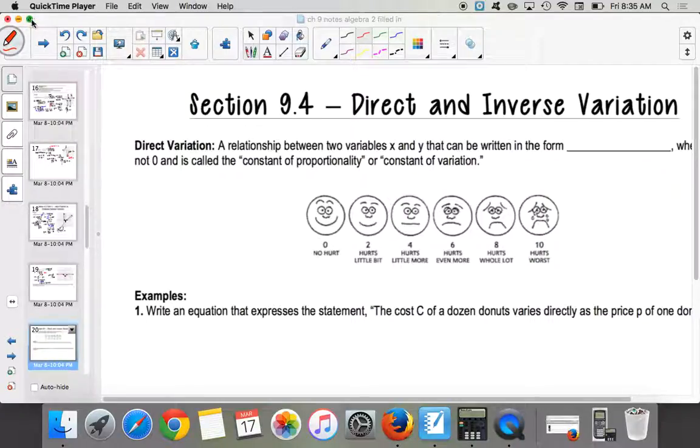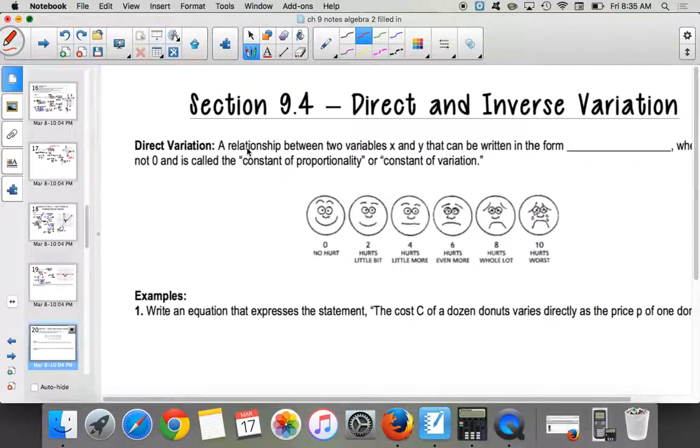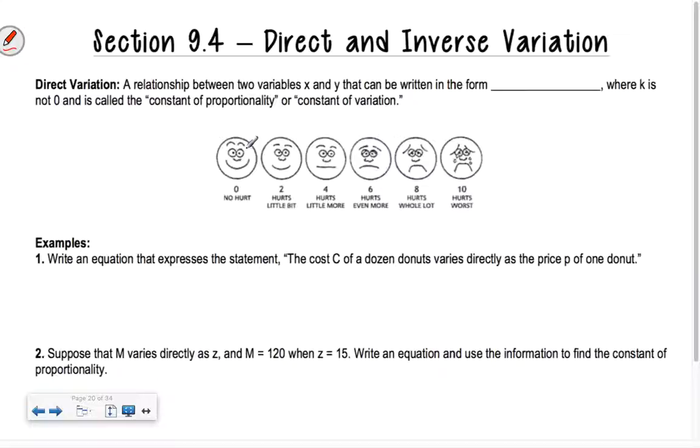So in 9.4, we're going to learn about direct and inverse variation. This is a concept that is on a lot of standardized tests, like the SAT. It will be on the SAT. So it's pretty easy equations, not hard to memorize at all.